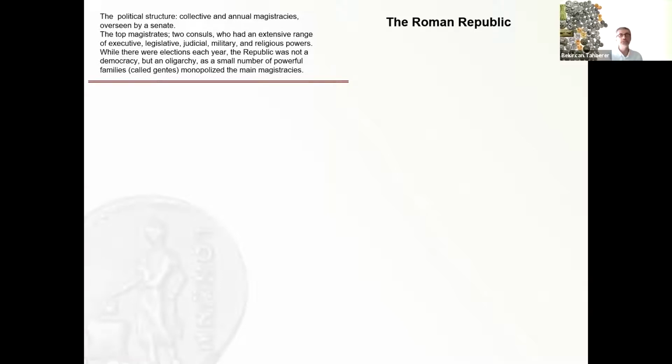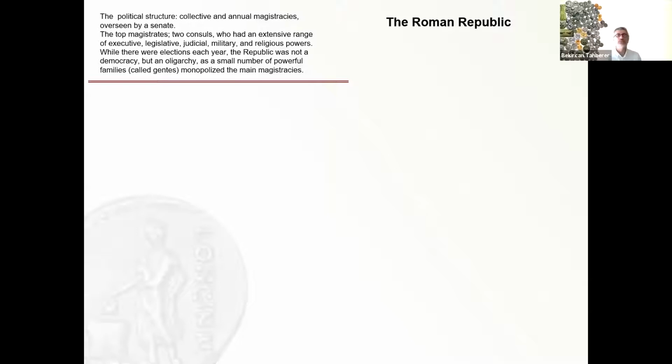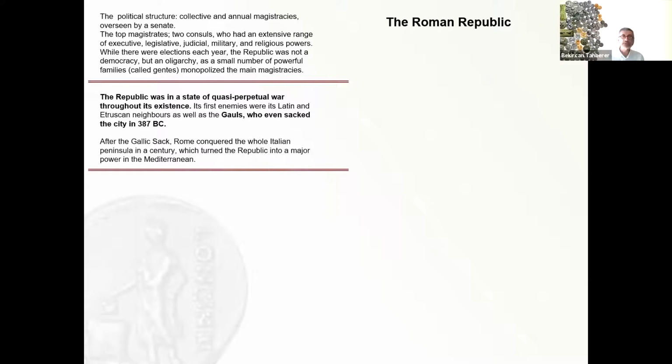Now, one thing that we have to keep in mind is that while they had elections each year, Rome was a republic, it was not a democracy. They imitated to the south, but theirs was an oligarchy, as a small number of powerful families monopolized the main magistracies. So regular people in the street had no chance to enter the Senate.